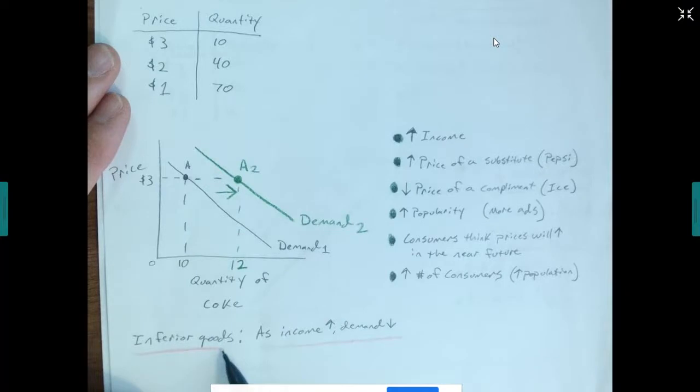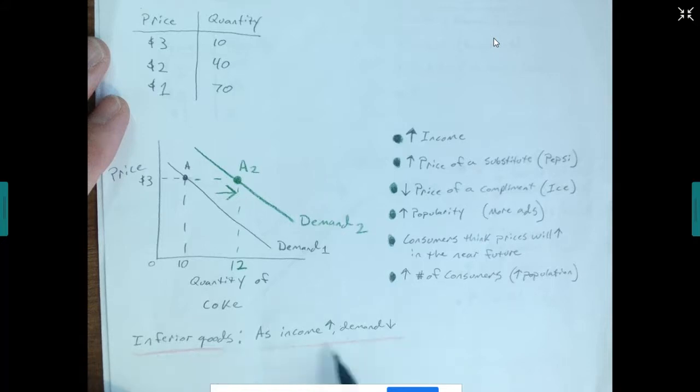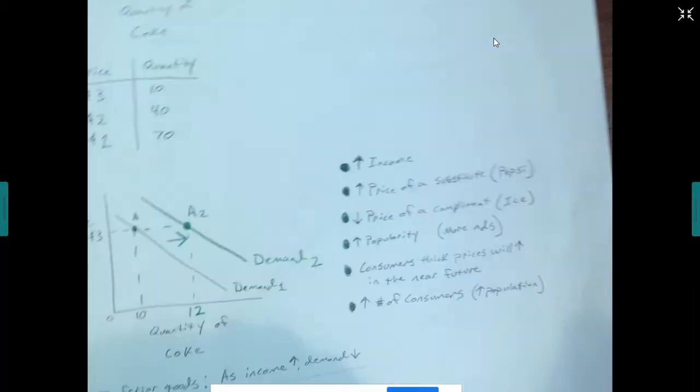If the good is inferior, there's an inverse relationship between its income and demand. Inferior goods you can think of as being like generic goods versus name brand. The inferior generic goods, as someone's income increases, the demand for those generic goods will decrease.